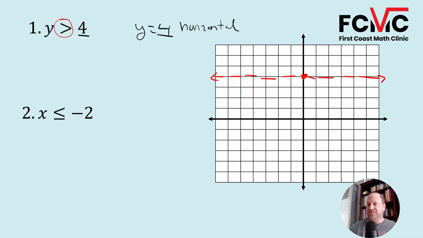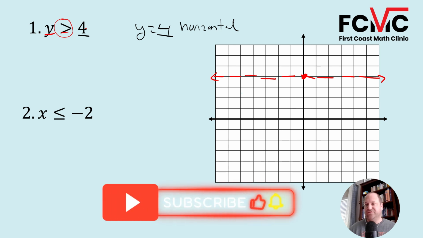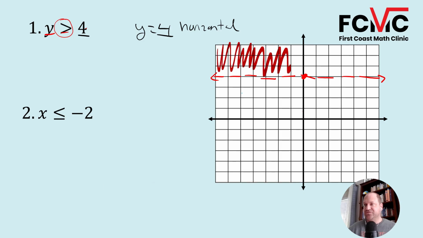So now our solution set, y is greater than 4, is going to be all the values that are greater than 4. So let's highlight all the values that are greater than 4. That's going to be above this line, so I'll highlight this in red. So our solution set is here in red, all the values that are above this dashed line, y is greater than 4.